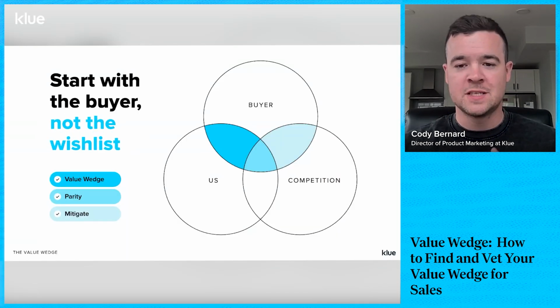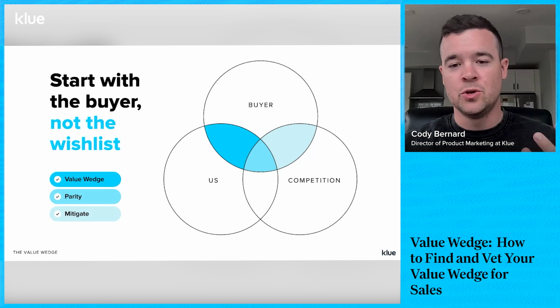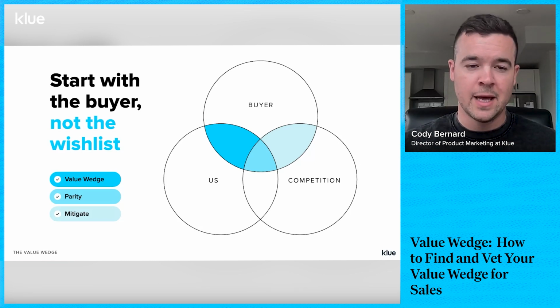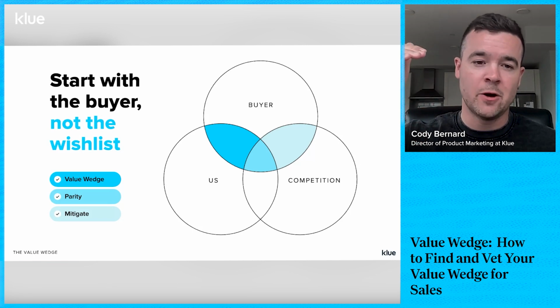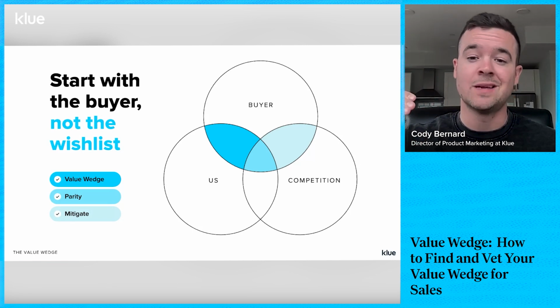Now, everybody's probably seen this graphic, the value edge graphic, the three concentric circles talking about what your buyer cares about, what you do, what your competitors do. And I want to spend a little bit of time on these shaded areas in the middle here, starting on the right side, what your buyer cares about and what your competition does that is unique to them.